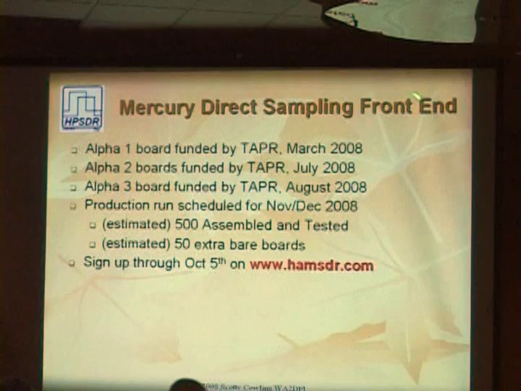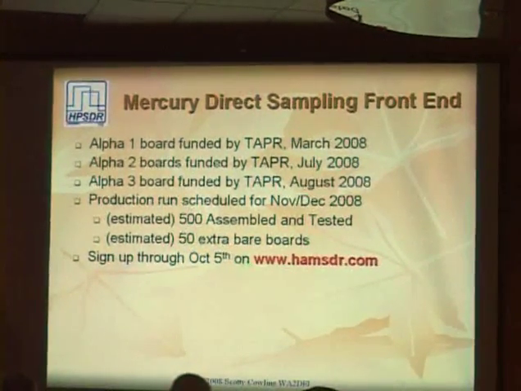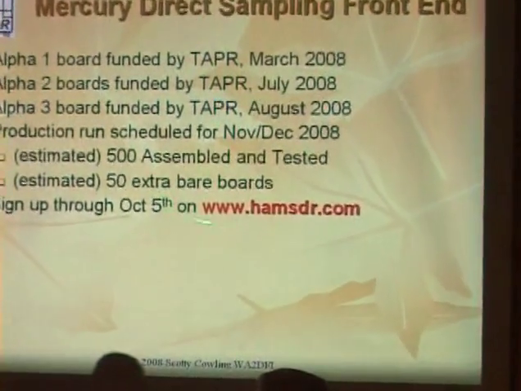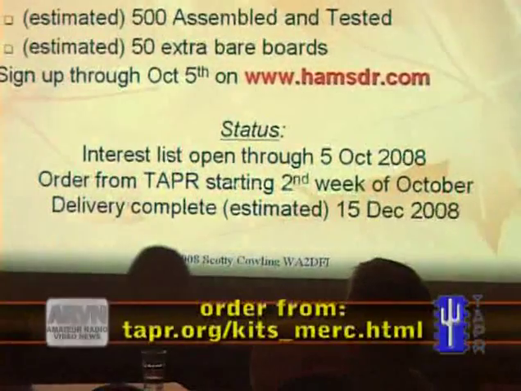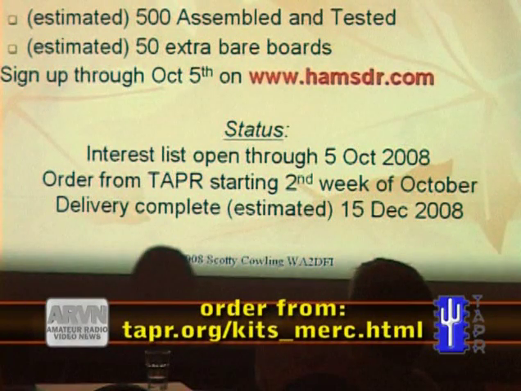Anyway, we're estimating 500 that are going to be built November, December this year. And you can sign up. This is the address, www.hamsdr.com, and you do need the www. The interest list will be open through October 5th. You can order from TAPR starting sometime after that, once we determine what the quantities actually are going to be built. And estimated delivery is going to be the middle of December, barring any parts that I can't get, which can happen. But the Penelope was just a miracle that we made Dayton last year, so we're hoping that we won't have that problem this year.